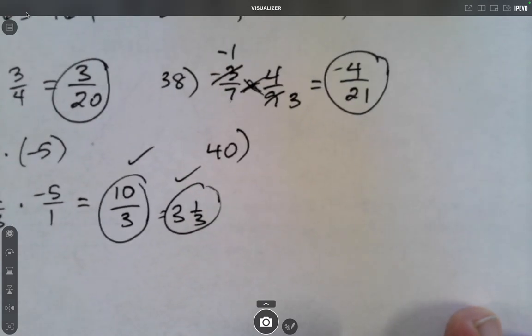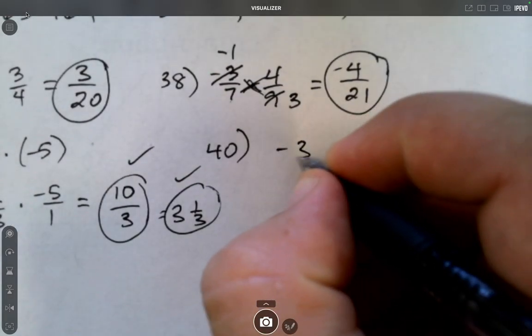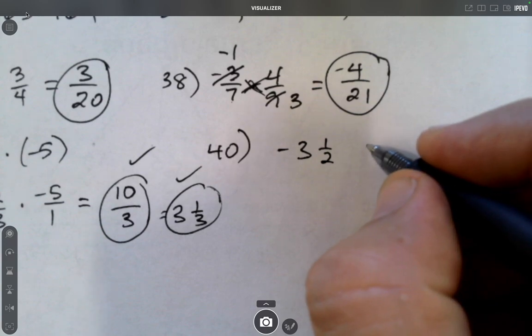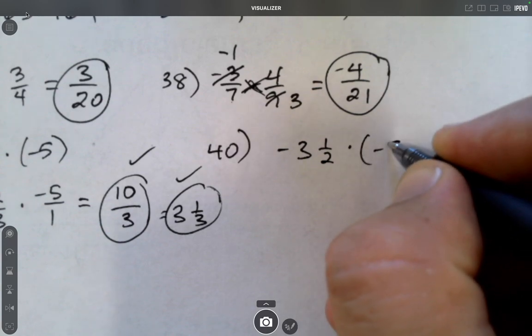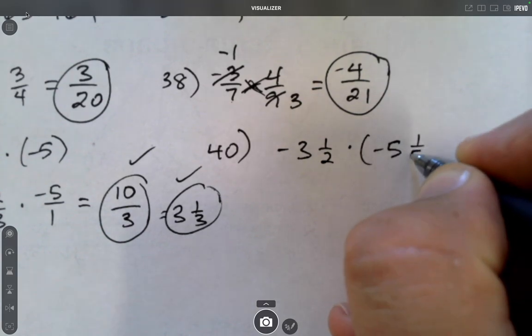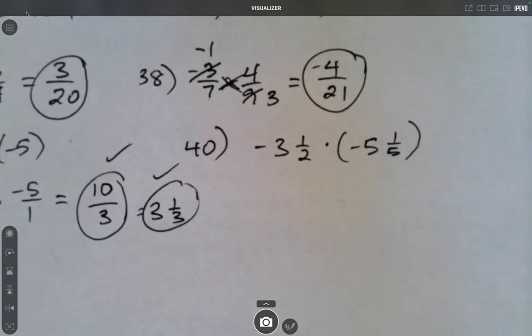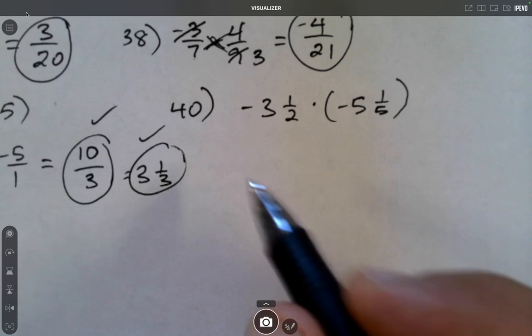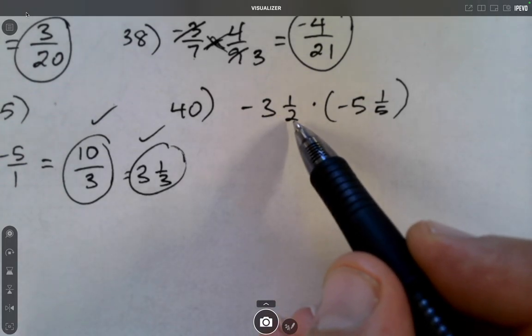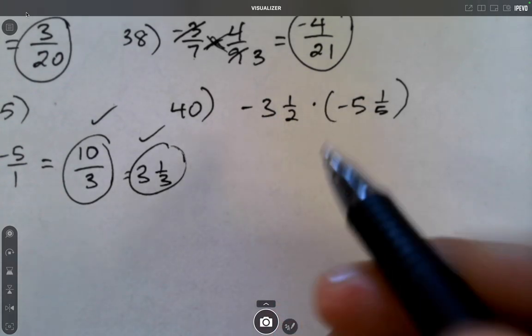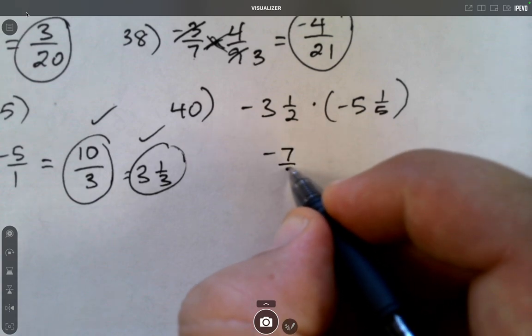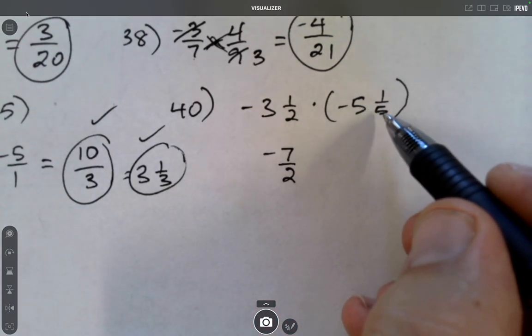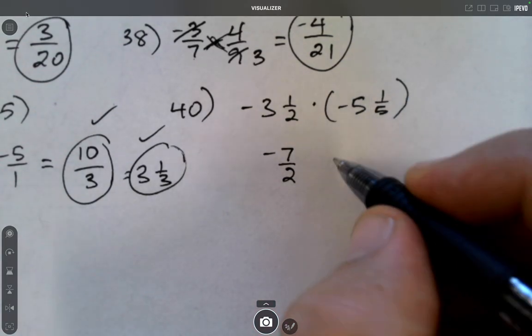Okay, 40, have -3.5 times -5 and 1/5. Okay, so we've got all the kit and caboodle here. We've got to start by converting these into improper fractions. 3 times 2 is 6, plus 1 is 7, so this is -7/2. 5 times 5 is 25, plus 1 is 26.